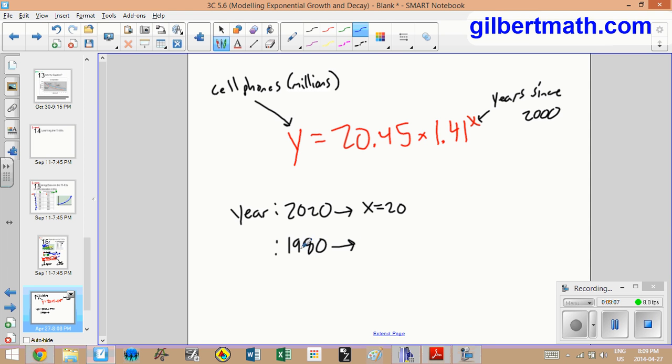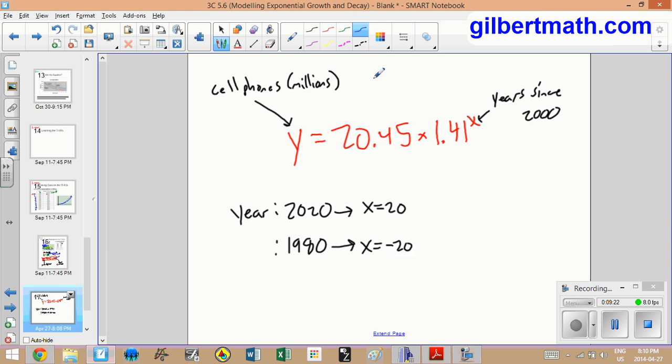Now, here's where things get interesting and can get a little bit confusing. In 1980, well, that's 20 years before the year 2000. So in 1980, we actually have that x equals negative 20. So that means we're going to have to substitute a negative x value into our equation.